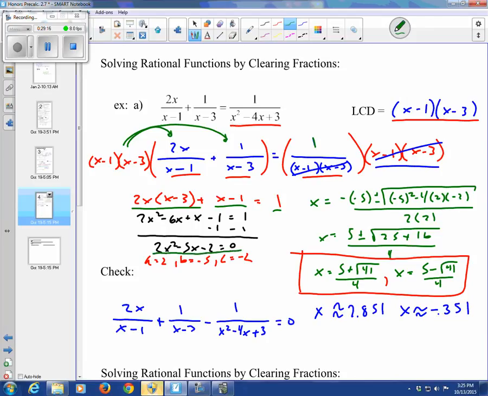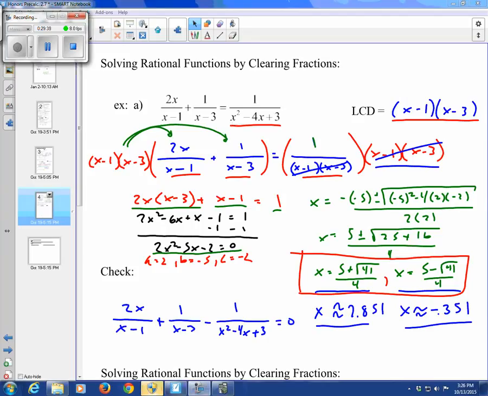We can't factor this guy, so what we're going to do is use the quadratic formula, and when we use the quadratic formula, we come to the two solutions we're seeing right there, these two irrational solutions, which give us these approximate x values as solutions to our rational equation.